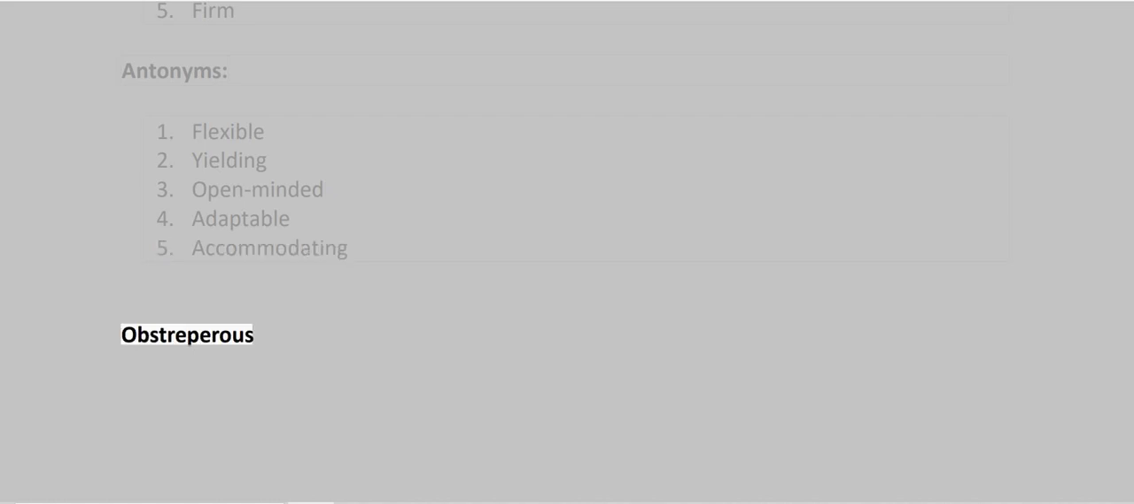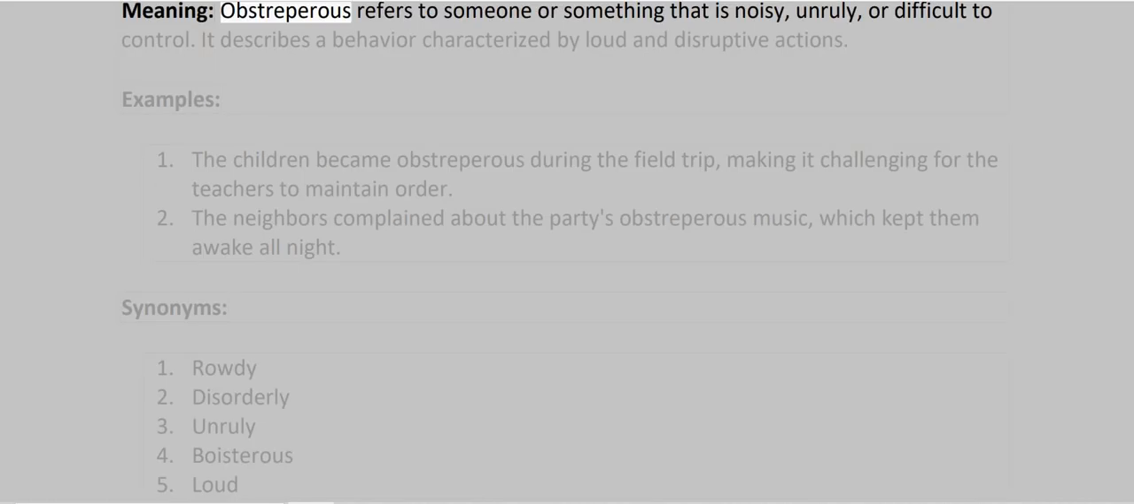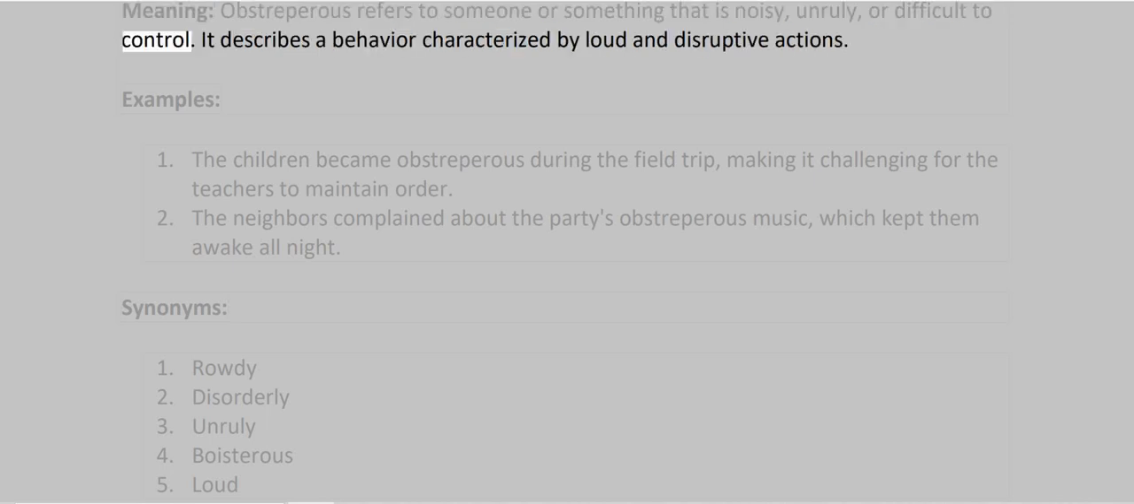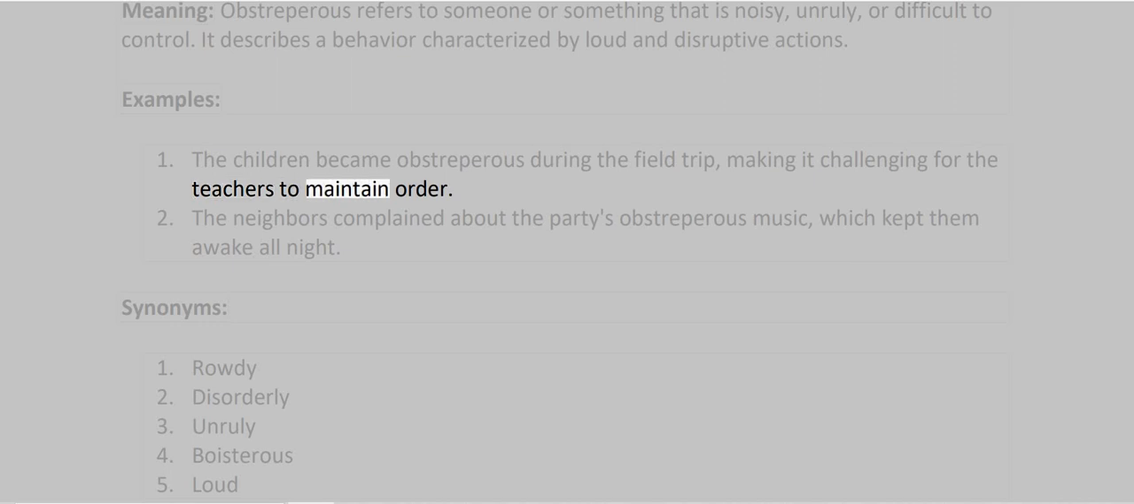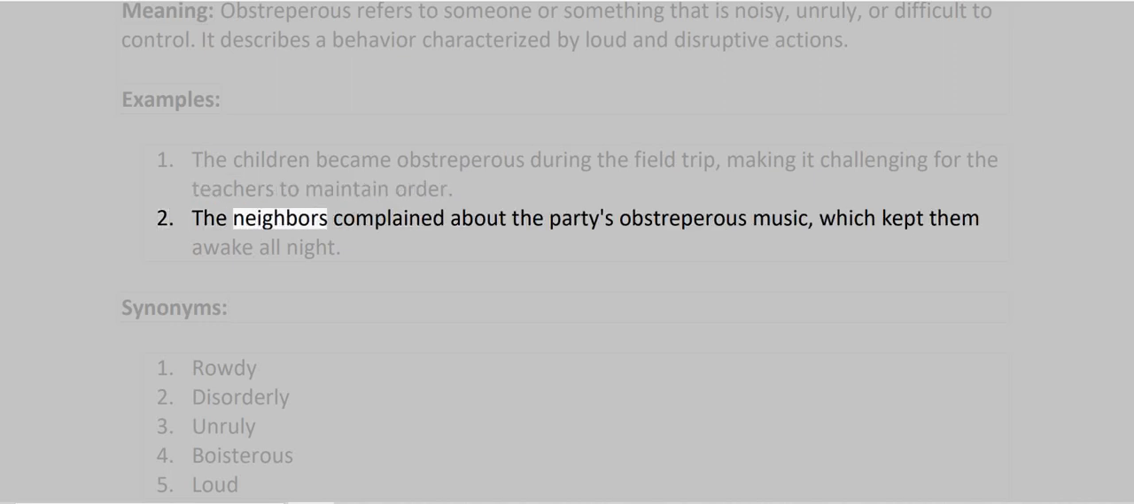Obstreperous. Meaning. Obstreperous refers to someone or something that is noisy, unruly, or difficult to control. It describes a behavior characterized by loud and disruptive actions. Examples. 1. The children became obstreperous during the field trip, making it challenging for the teachers to maintain order. 2. The neighbors complained about the party's obstreperous music, which kept them awake all night.